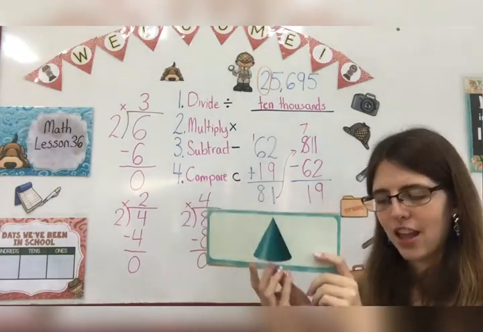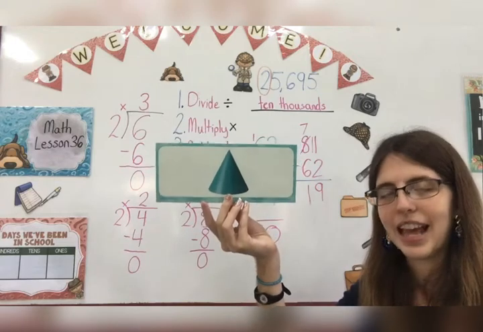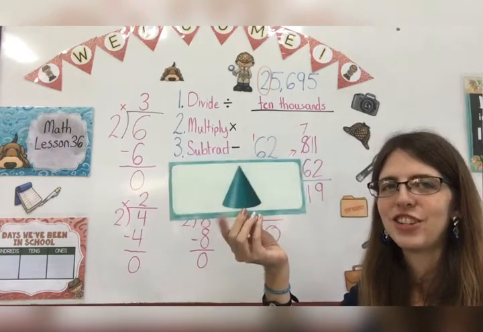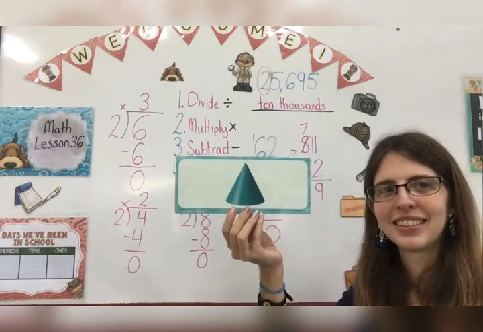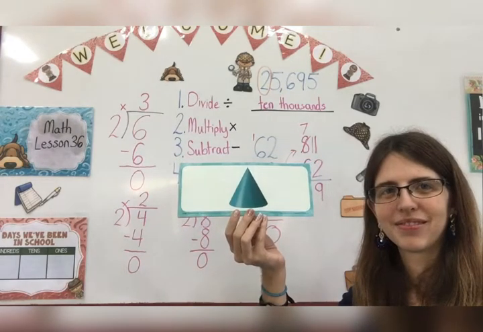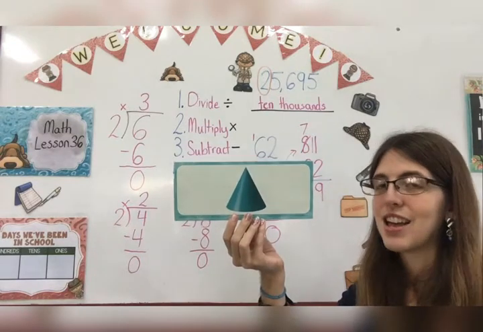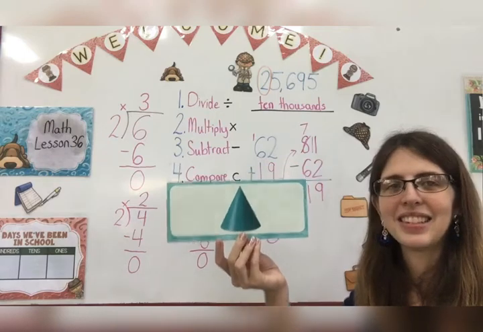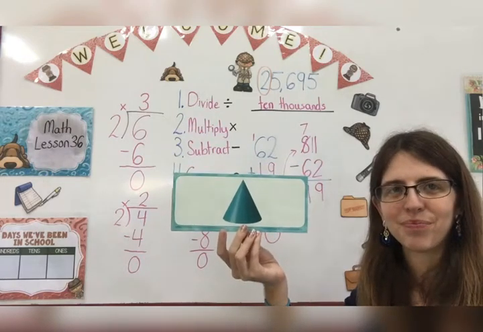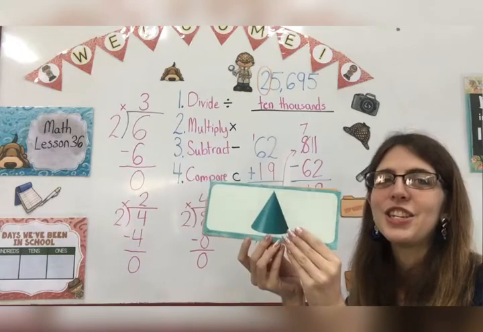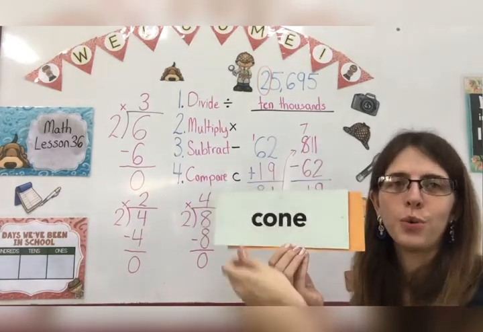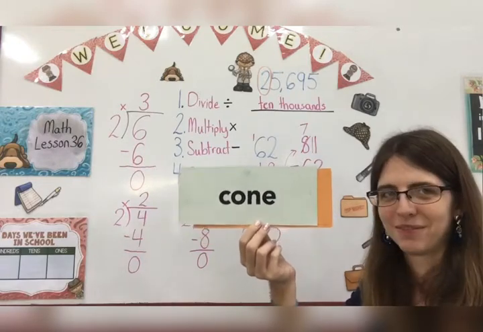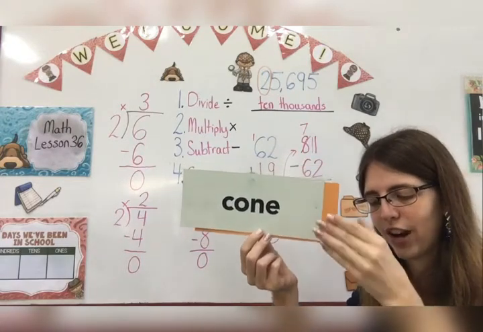Next, letter E says cylinder. Is this shape a cylinder, Ivana? No, it's not a cylinder. What is this shape, Samantha? You're right, it's a cone. Cone, just like what you would eat ice cream out of. So cross out cylinder and write cone.